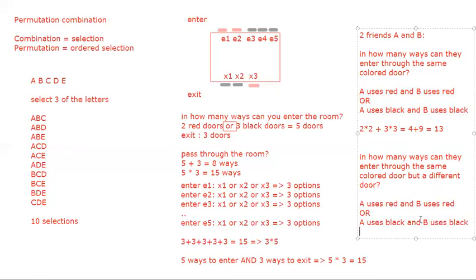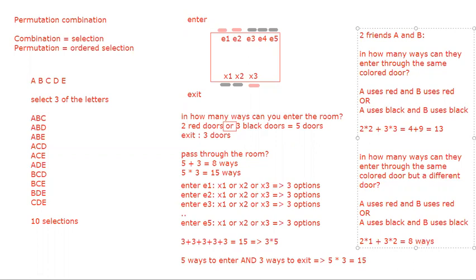And here A uses red, it's two ways. B cannot have both ways because one of the doors A has already used. B cannot use that door. It has to be a different door. But he has to maintain the color, so he can only use one other red door. There are two red doors. Or means plus. Now A uses black. There are three options. One of the black doors is gone, so there are two black doors left. B can use any of the two, so two options. Now the answer is 2 plus 6. There are 8 options. 8 ways they can enter.